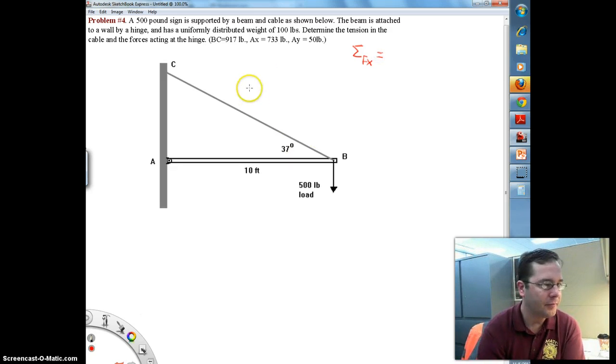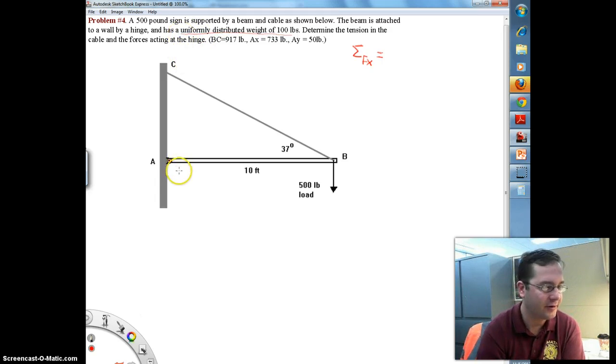Now, read the problem carefully. This is a bracket of some sort that has a pivot at point A, a rigid column or a rigid bar from A to B, and then a wire rope from B to C. It's loaded with a 500-pound load out here at the tip, but the beam itself, that beam from A to B, has a uniformly distributed weight of 100 pounds, right?